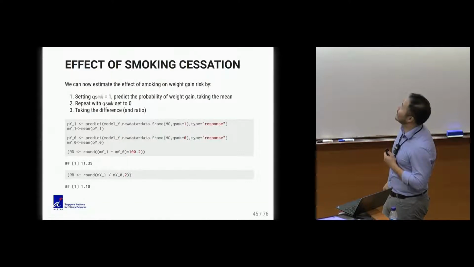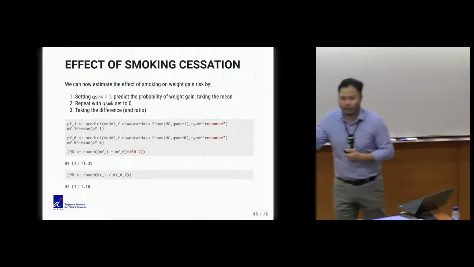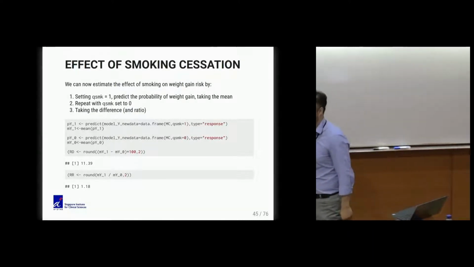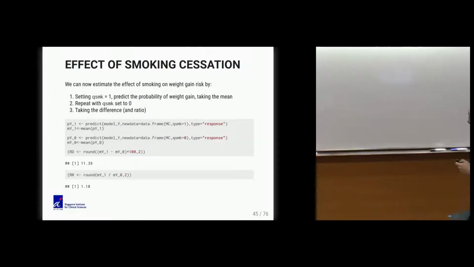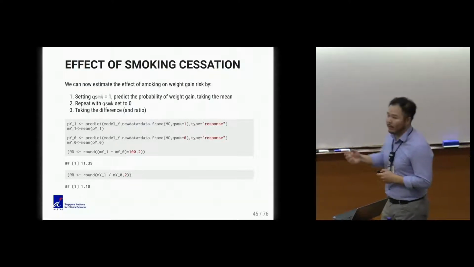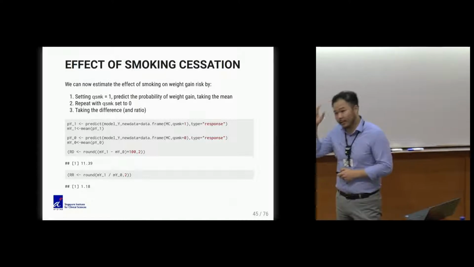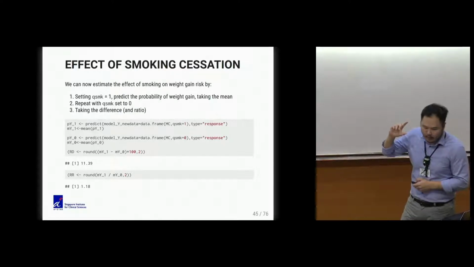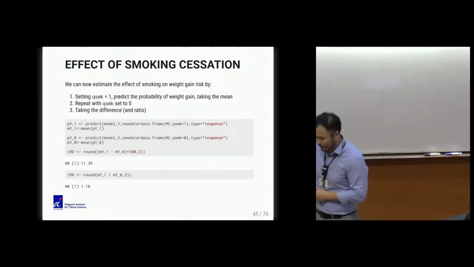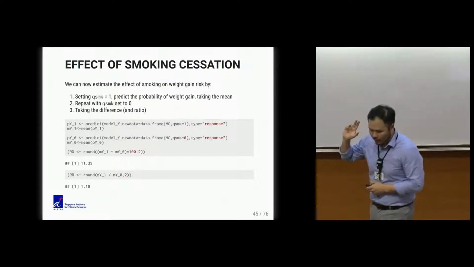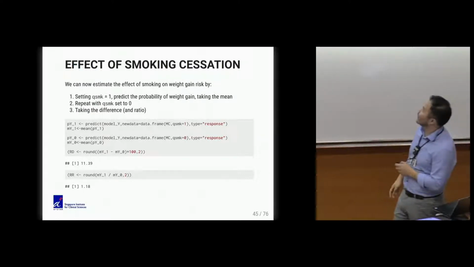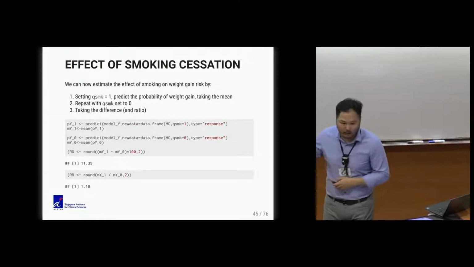You do the same thing again by setting it to 0, get the mean there, and then to get a risk difference, you estimate the proportion of people who gain weight under one treatment, then the proportion of people who gain weight under the other treatment, then you find the risk difference, and you see that 11.4%, or 11 out of 100 people, are predicted to gain weight. So the causal effect, we'll get to that in a second. Among people who quit, the risk for weight gain is 11% higher, or you can take a risk ratio, take the ratio, 18% higher risk.